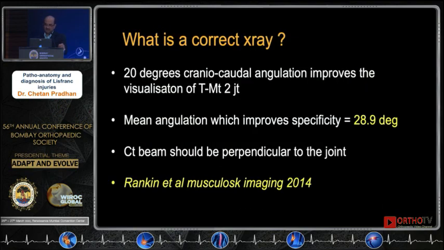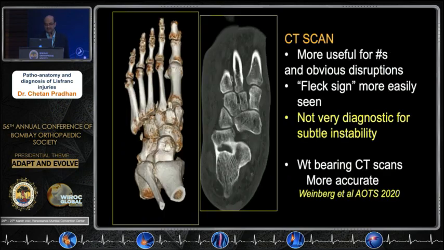So what is a correct X-ray? It is actually a 20-degree craniocaudal angulation that improves the visualization of the TMT2 joint, the tarsometatarsal joint. Quick wrap up, sir. Yes, almost at the end. Also, the CT beam should be perpendicular to this joint while you're doing a CT scan.